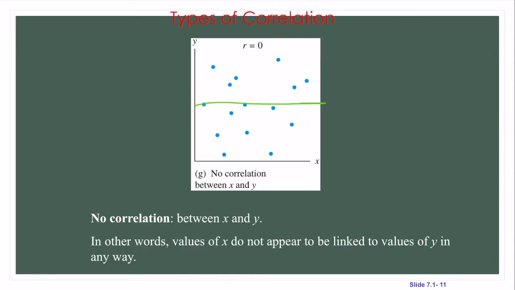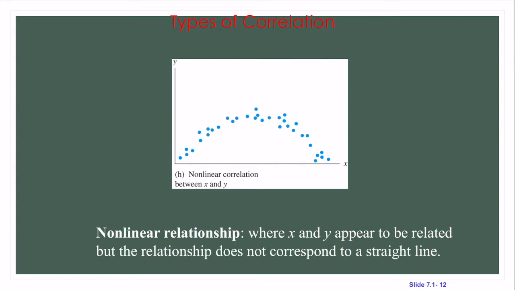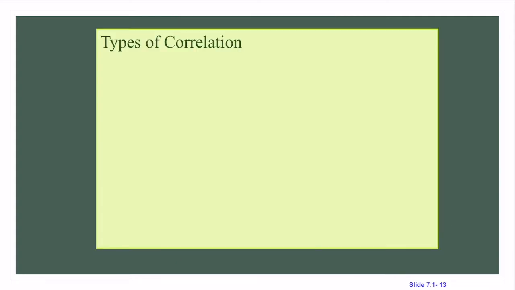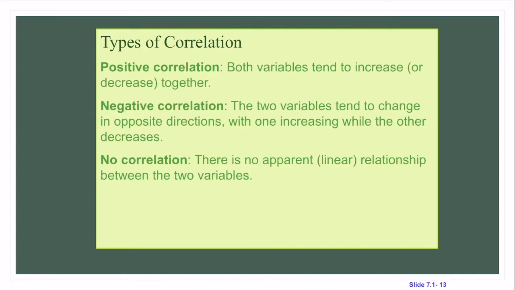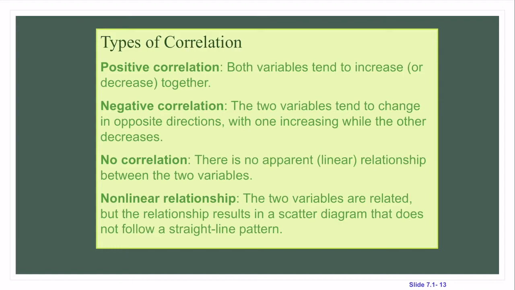We can also have no correlation, right? There's no line that these points are closest to. That means our values of x don't appear to be linked to values of y in any way. And we can have a nonlinear relationship, where x and y appear to be related, but the relationship doesn't correspond to a straight line, right? This is not a straight line. That's a parabola. Flashback to college algebra, sorry there. So let's look at the different types of correlation, right? We said positive, negative, no correlation. Oops, there's a fourth one, nonlinear correlation.